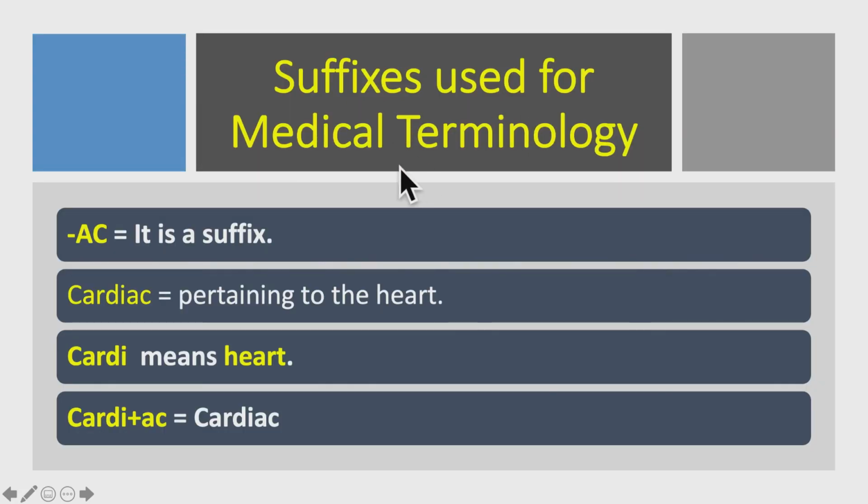Suffixes used for medical terminology. AC is a suffix. Cardiac: pertaining to the heart. If you divide this word into two parts, cardi means heart, and when we add AC, cardiac means pertaining to the heart, belonging to the heart, any matter concerning the heart.